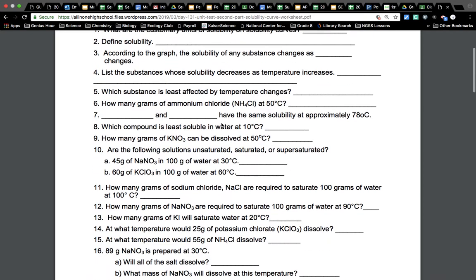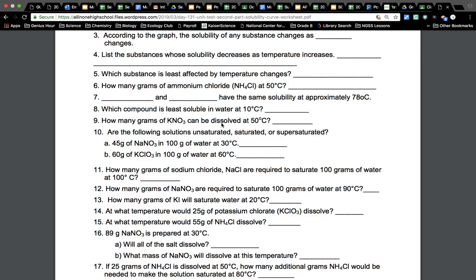Are the following solutions unsaturated, saturated, or supersaturated? If it's unsaturated, meaning that at 30 degrees Celsius, you could still dissolve more sodium nitrate into the water, like after 45, you can still put more in at this temperature. If it's saturated, you can only put in 45, no more will be allowed in. And if it's supersaturated, then it's above the line, meaning that the water is actually holding more of it at that given temperature.